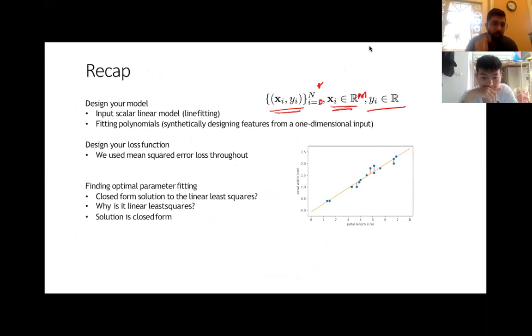So what we did was we constructed a mean square error loss for it. And then we tried to find the optimal parameters, and we showed that we can find it in closed form. This was our solution, h of x. The blue points were our data.